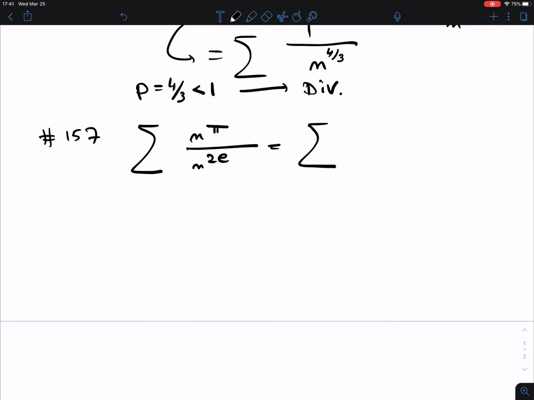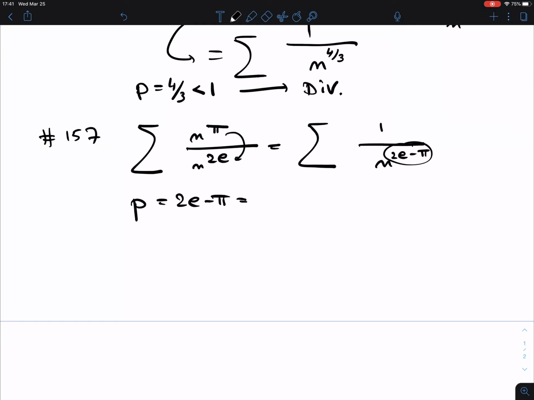The whole thing about this is we have to write this as a single power in the denominator, which means, how do you combine powers in the denominator? By subtracting. So n to the 2e minus pi. So now the question is, what is 2e minus pi, right? We know what p is. p is this power, 2e minus pi. But it's not immediately clear what we are talking about here, right?